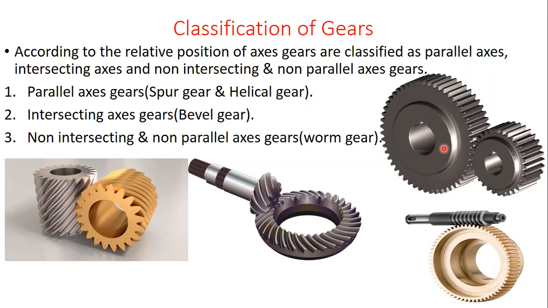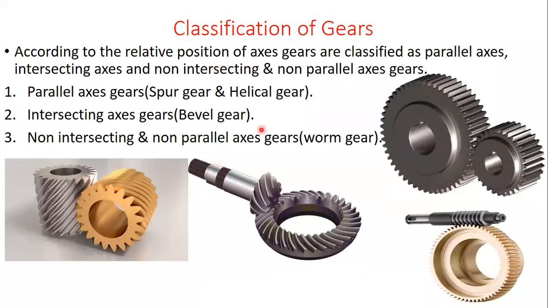Such types of gears are called parallel axis gears. The examples are spur gear and helical gear. I will repeat it once again. Parallel axis gears are those where the axes of the shafts on which the gears are mounted are parallel. Such types of gears are called parallel axis gears, and the examples are spur gear, this is the spur gear, and this is the helical gear.